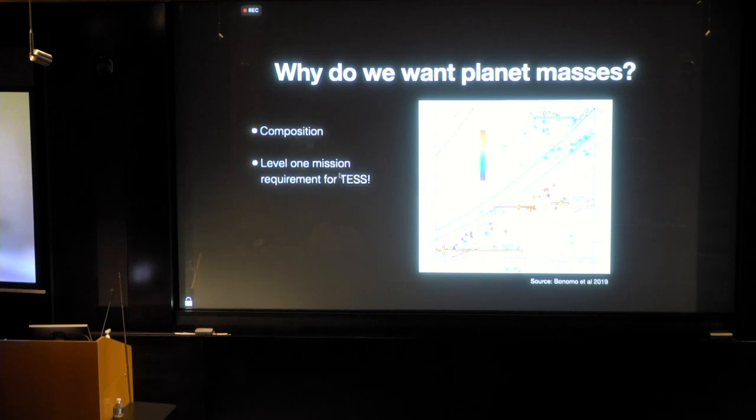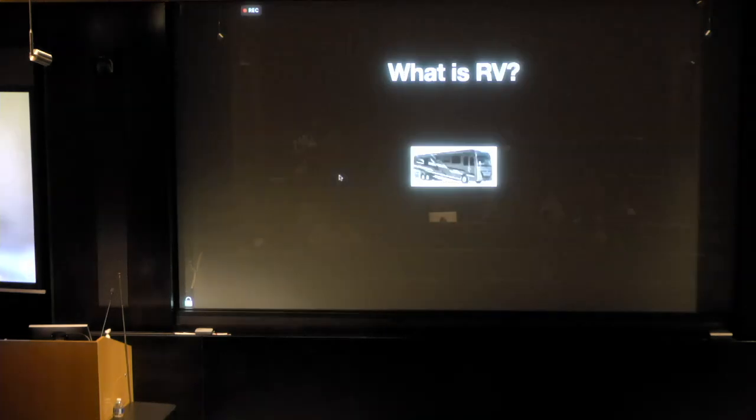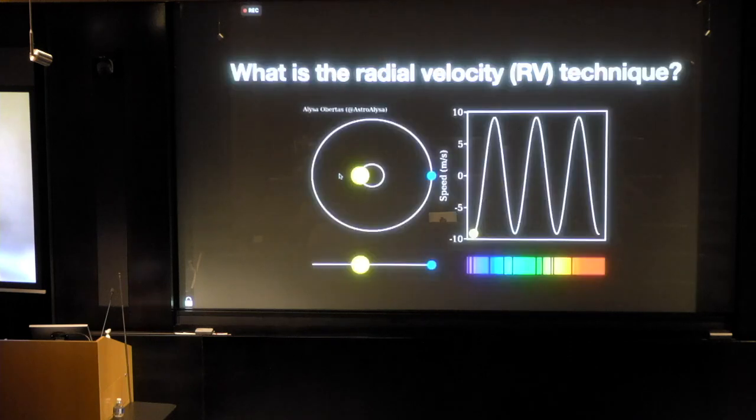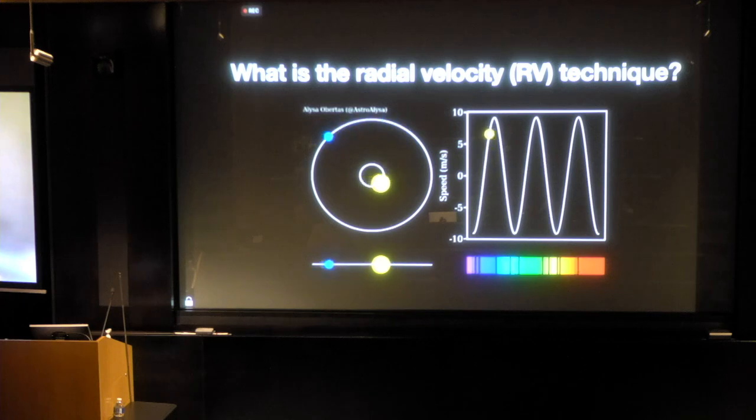So we find these masses using a technique called RVs. We don't have a lot of time to talk about RVs, so I'm just going to talk about them in the planetary context. What RVs basically boil down to is using the Doppler effect to measure the wobble induced by a planet on its host star, and the size of that wobble is commensurate with the mass of that planet.